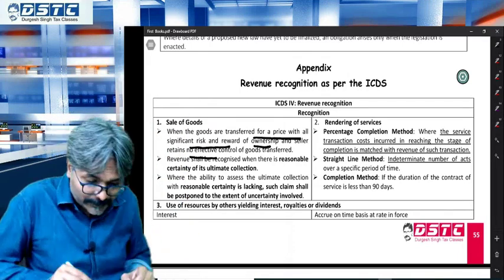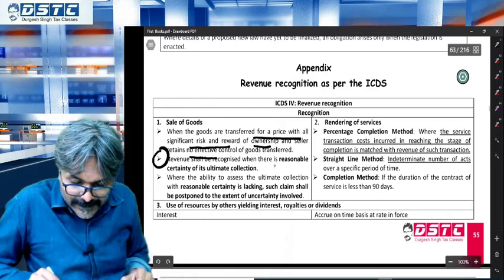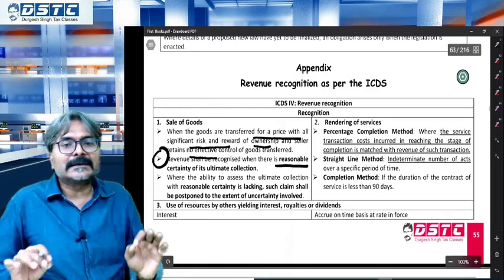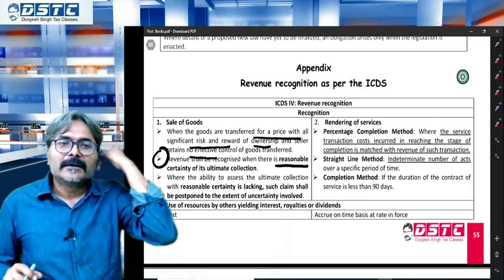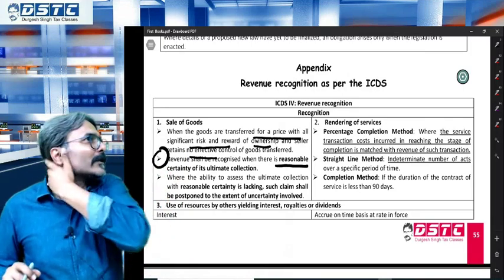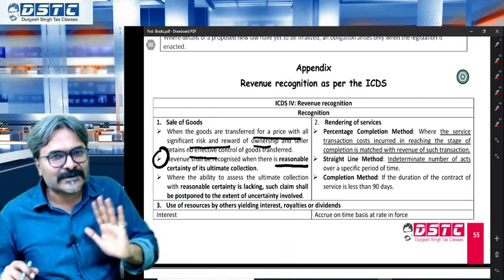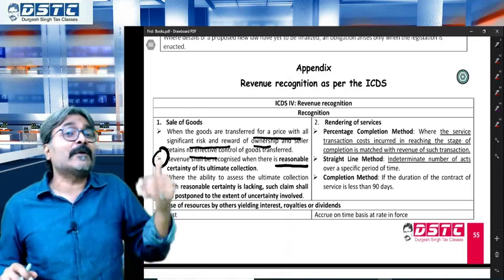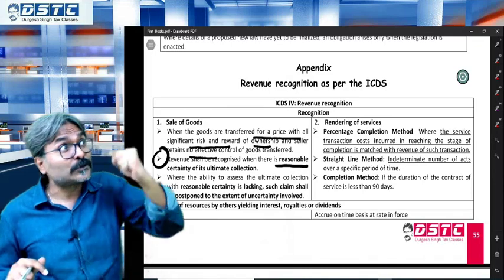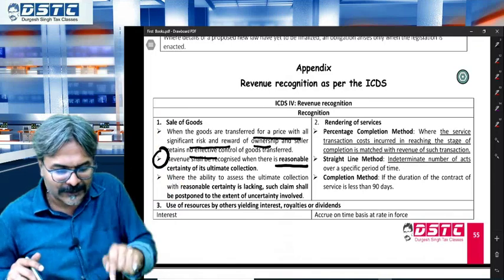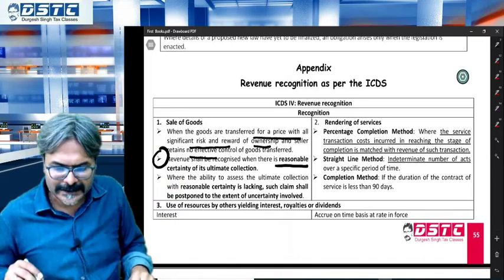And what is the important point here? It shall be if there is a reasonable certainty of its ultimate collection. So if there is any doubt about its ultimate collection, then the recognition would be postponed. This cannot be recognized as the income of that particular year. You will then postpone the recognition of the income. That is what the second point says, isn't it?